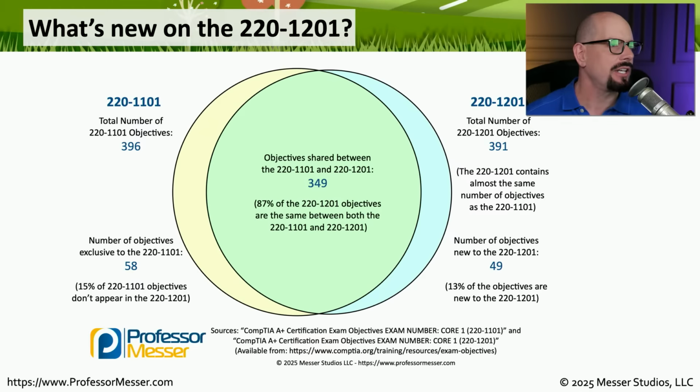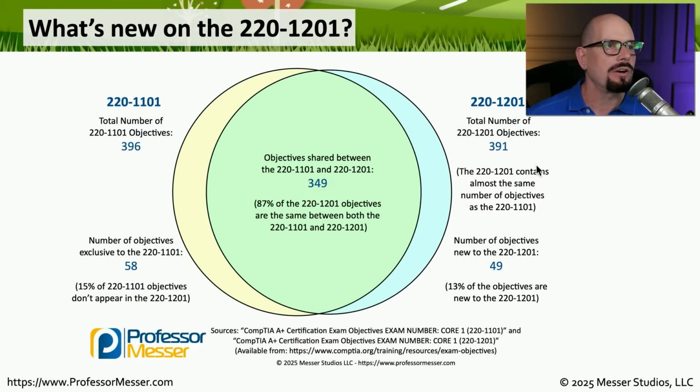This is a comparison of the 1101 on the left side and the 1201 on the right side. Now you can see that the number of objectives is almost identical. You can see the circles are almost the same size in our Venn diagram here. 396 is the number of objectives on the 1101, 391 on the 1201 in the way that I count them. Now you could of course count through the objectives yourself. You'll probably come up with a number that's pretty close to that.